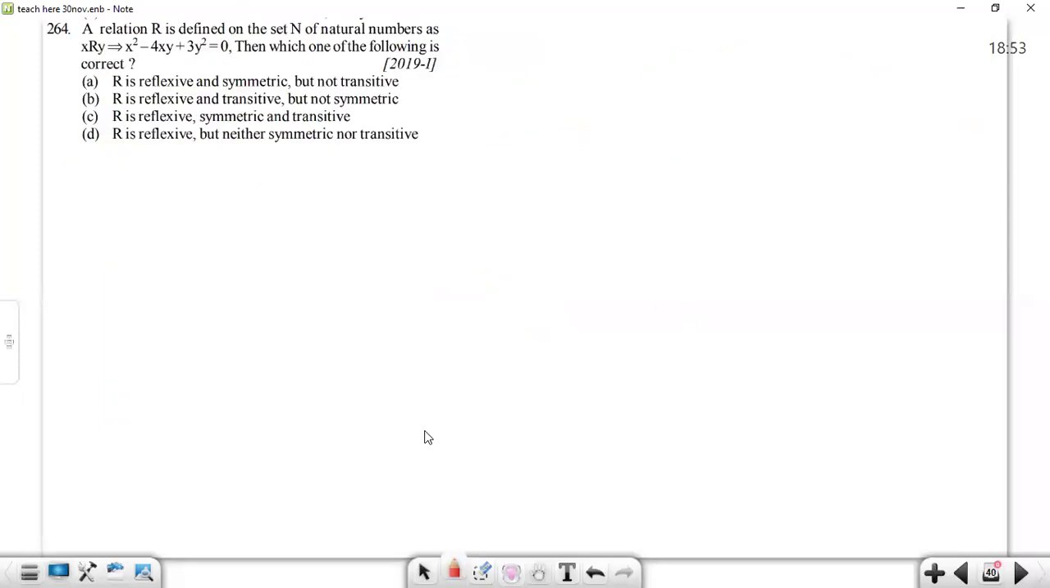Discussing this question of relations. A relation R is defined on the set N of natural numbers as x related to y if x square minus 4xy plus 3y square equals 0, where x and y are natural numbers. Which one of the following is correct? Let's simplify the relation first. If this is in quadratic form, let's try to make its roots. The multiple should be 3.